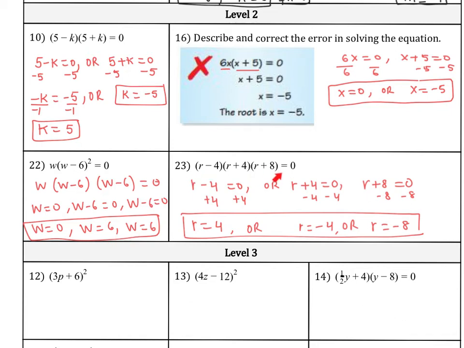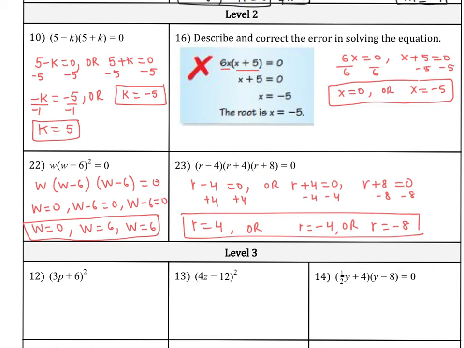Again, if you have three factors, you're just going to put them equal to 0 one by one and then find the value of the variable. So in order to make the product equal to 0, either r should be 4. When you plug it here, 4 minus 4 is 0, which makes the whole equation 0. Or r should be negative 4. When you put negative 4 here, negative 4 plus 4 is 0, and that makes the whole factor 0. Or it should be negative 8, because when you put negative 8 here, it becomes negative 8 plus 8, which is 0, and that makes the whole factor 0.